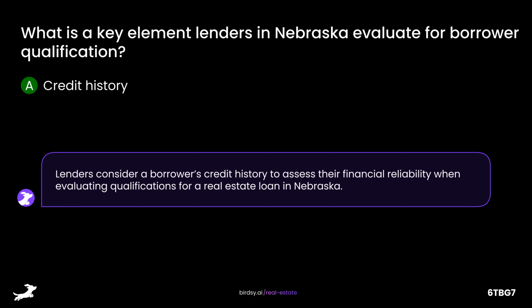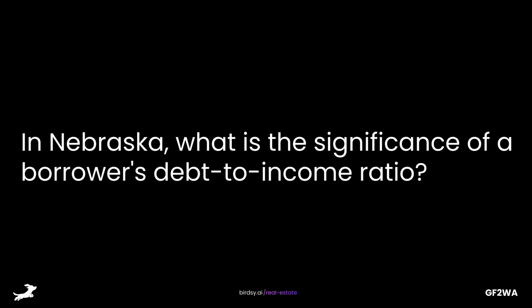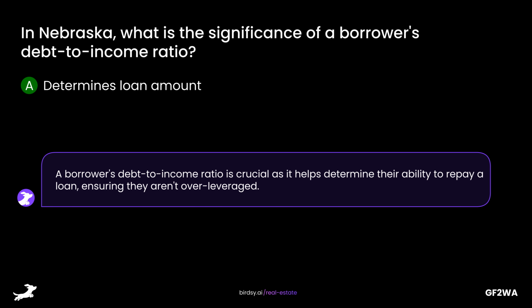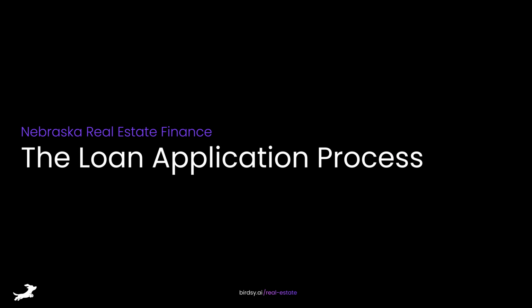In Nebraska, what is the significance of a borrower's debt-to-income ratio? Is it A. Determines loan amount, B. Indicates borrowing history, C. Shows future job prospects, or D. Sets the property value? The answer is A. Determines loan amount. A borrower's debt-to-income ratio is crucial as it helps determine their ability to repay a loan, ensuring they aren't over-leveraged.